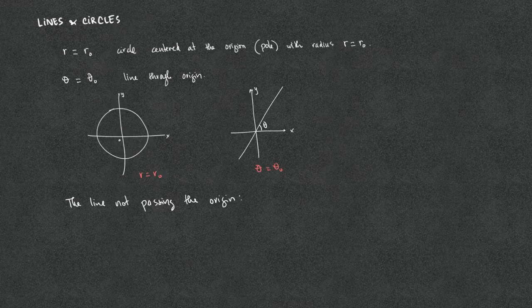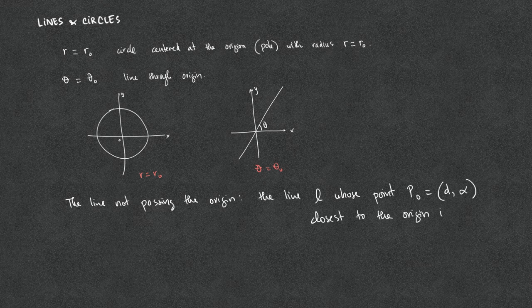We can also obtain the equation of a line in polar coordinates not passing through the origin. The line L whose point P0 equals (d, alpha) closest to the origin is r equals d secant of (theta minus alpha), where d is the distance from the point P0 to the origin and alpha is the angle formed by OP0 and the positive horizontal axis.